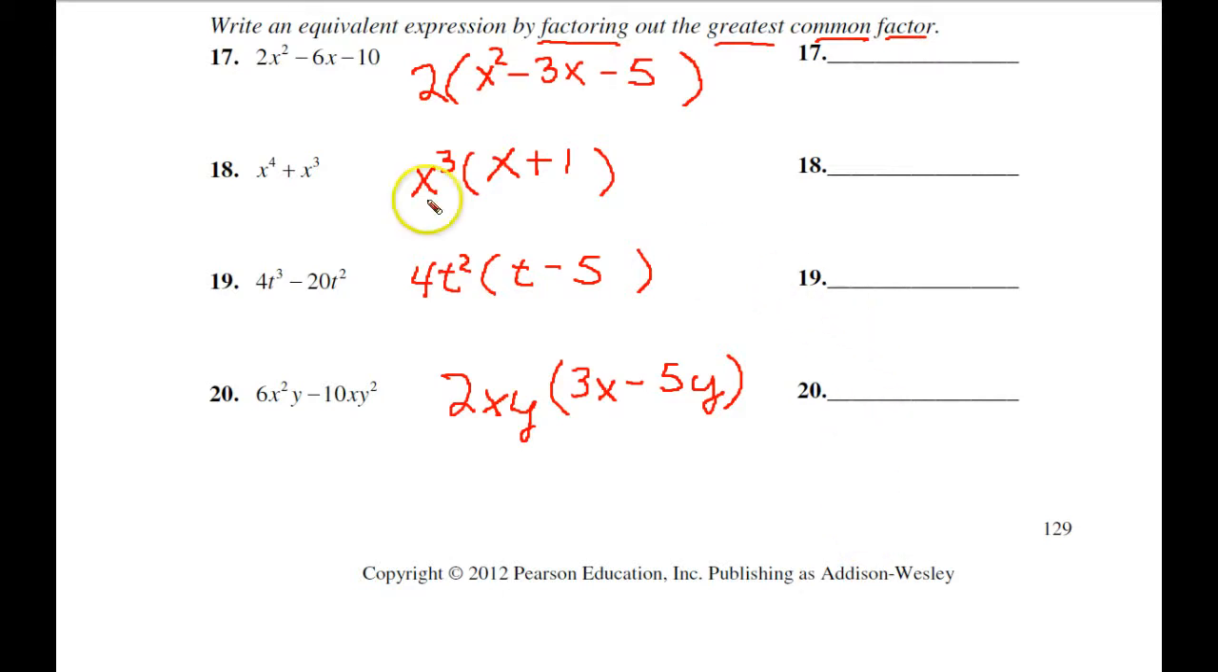Now, an interesting thing over here in number 18, that sometimes students will take out an x to the third, okay, but then they won't put the 1 there. Now that 1 is important because it's x plus 1. If you just had an x, you wouldn't get this term again if you distribute it. So distributing is a good way to check your work.